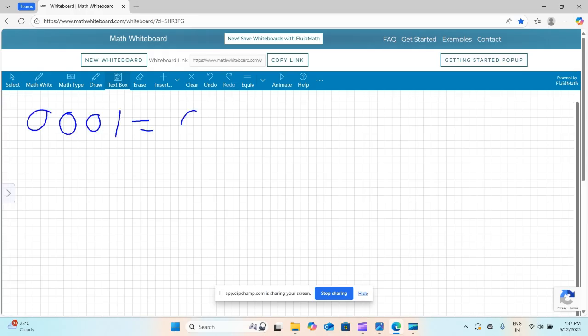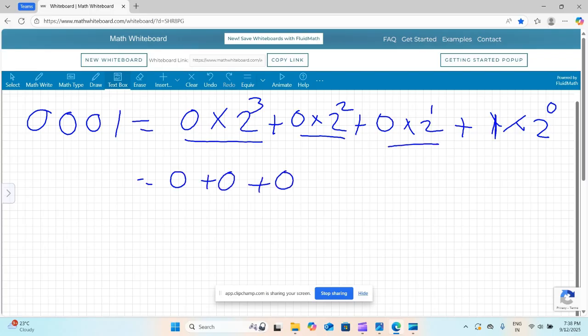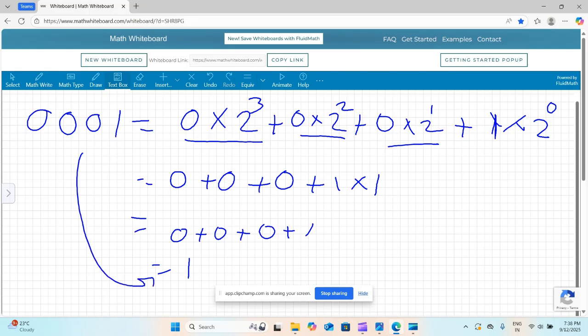Okay. So like 0, 0, 0, 1. Okay. So 0 into 2 plus 0 into 2 plus 0 into 2 plus 1 into 2. Sorry, 1 into 2. So this is power 0, 1, 2, 3. But as this is multiplied by 0, it will directly come 0. This is also 0, it will come 0. This is also 0, it will come 0. Plus 1 into 2 raised to 0 is a 1. So 0 plus 0 plus 0 plus 1. What is the answer? 1. This is how you can do for others.